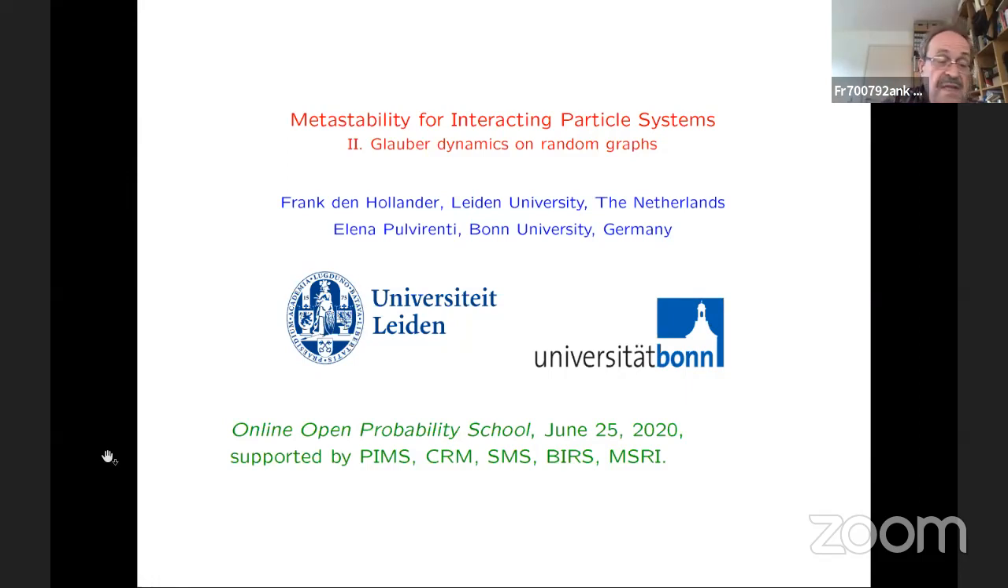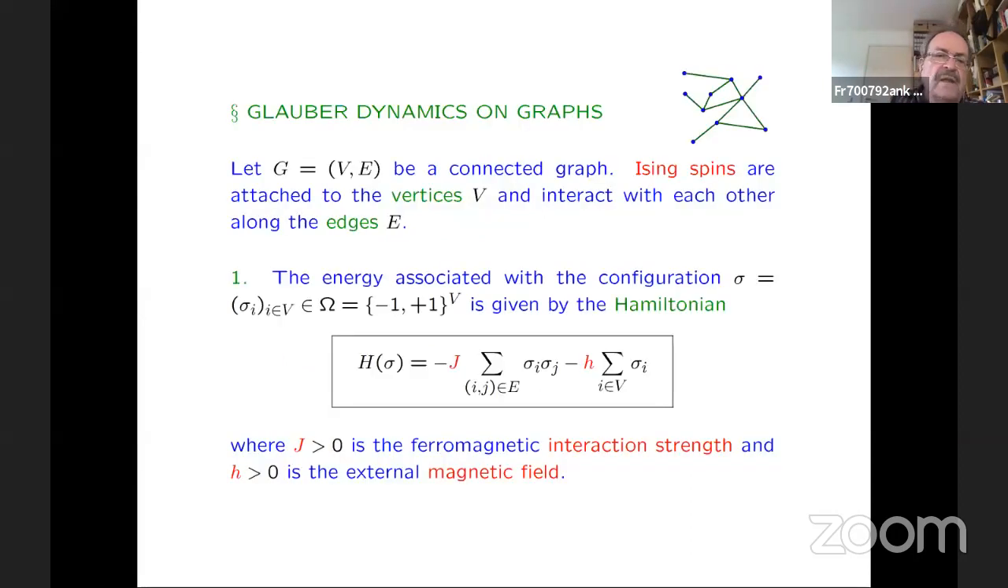And as you will see, there's a new ingredient coming around, namely we will need to do a bit of homogenization, because now the environment we're working in is a random graph. It's no longer a regular lattice. So other things are going to come around. Okay, so let me try and define the problem for you.